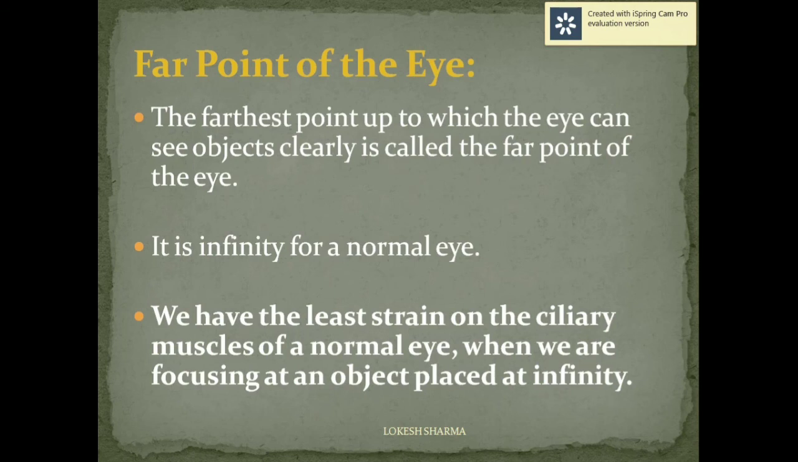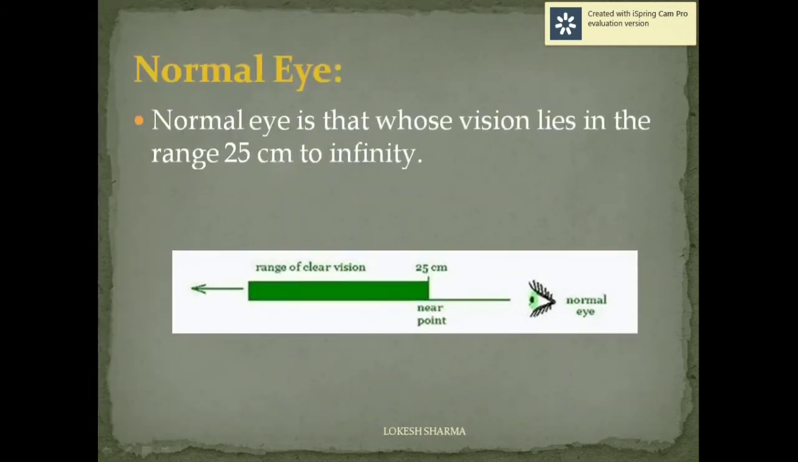We should avoid working on mobile and computer by placing them too close to our eyes, and also we should avoid watching TV by sitting very close to it for good health of our eyes. Now, what is a normal eye? A normal eye is one whose vision lies in the range of 25 cm to infinity, which is shown in the picture given below.